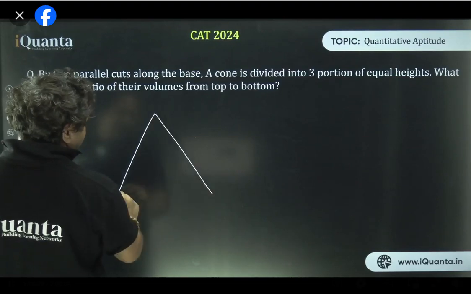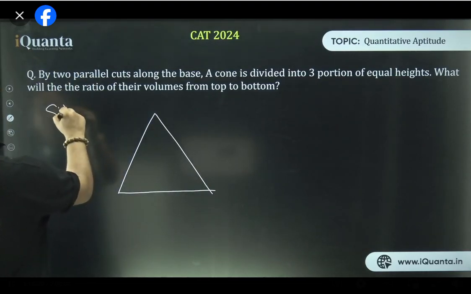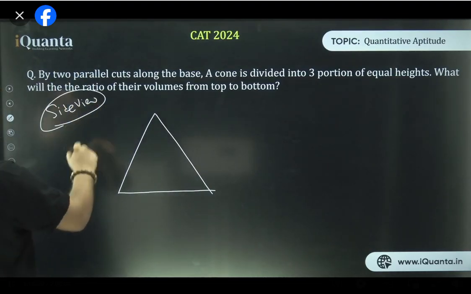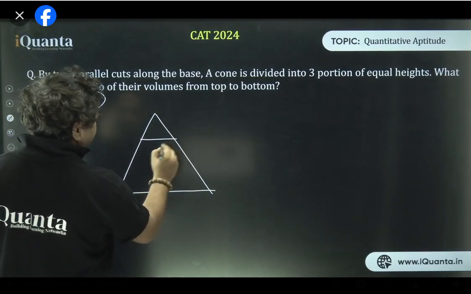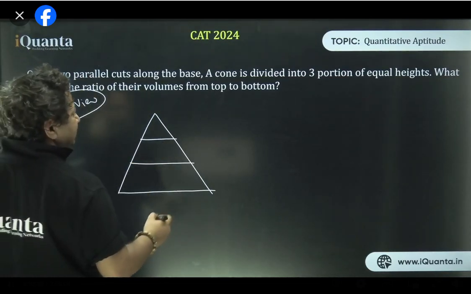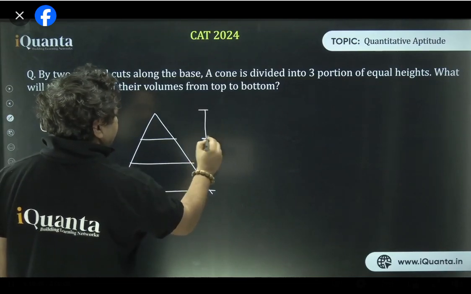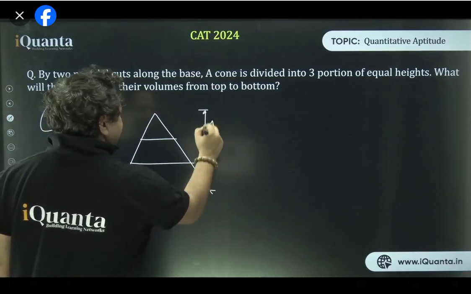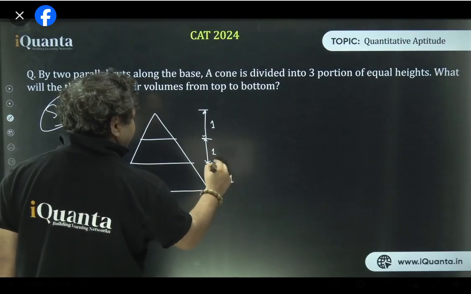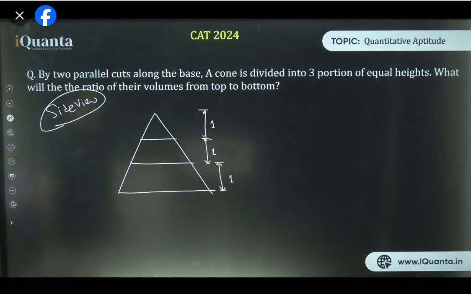So cone is like this. Basically, always try to look at the side view, 2-dimensional. That is how we solve questions. 2 parallel cuts along the base बनाया गया with equal heights. So basically this equal heights. That means if I assume this to be 1 unit, this is also 1 unit, isn't it? And this is also 1 unit. All of it are 1 unit each. Is that cool? Ratio of volumes from top to bottom.